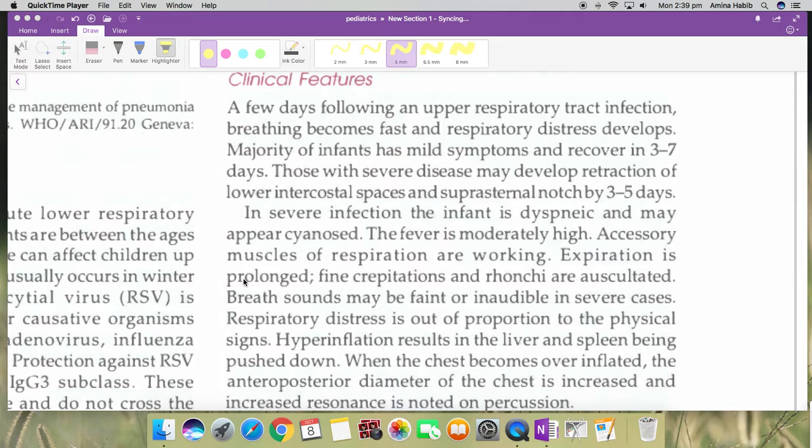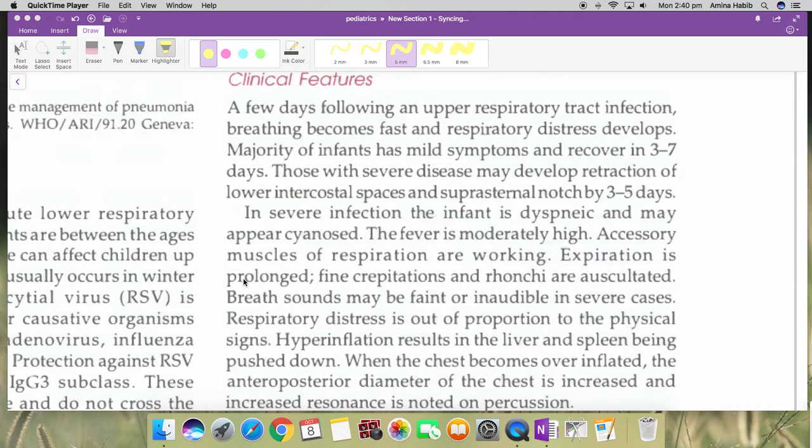Those with severe disease show retraction of the lower intercostal spaces and also the suprasternal notch. In severe infection, infants have respiratory distress and are cyanosed. Expiration is prolonged. Why? Because it is difficult to expel the air, as a lot of resistance is faced by the air which is leaving the airway. Use your common sense.